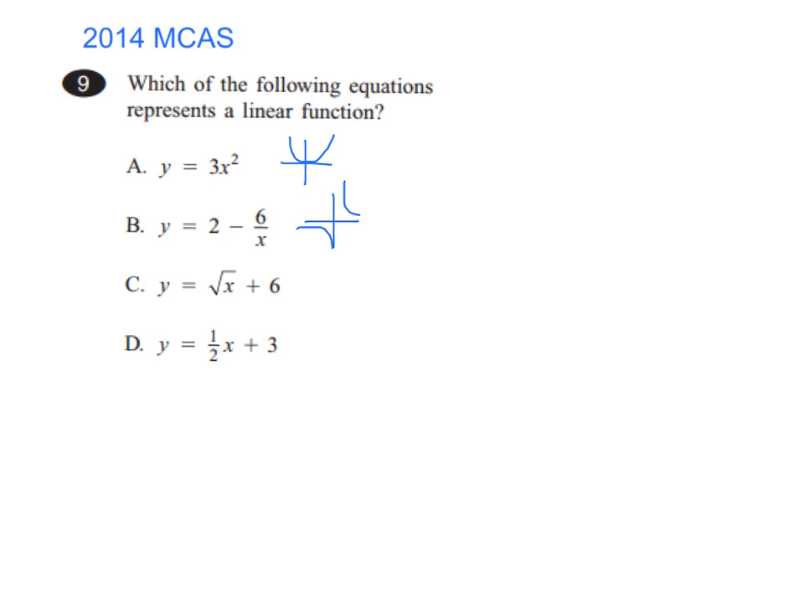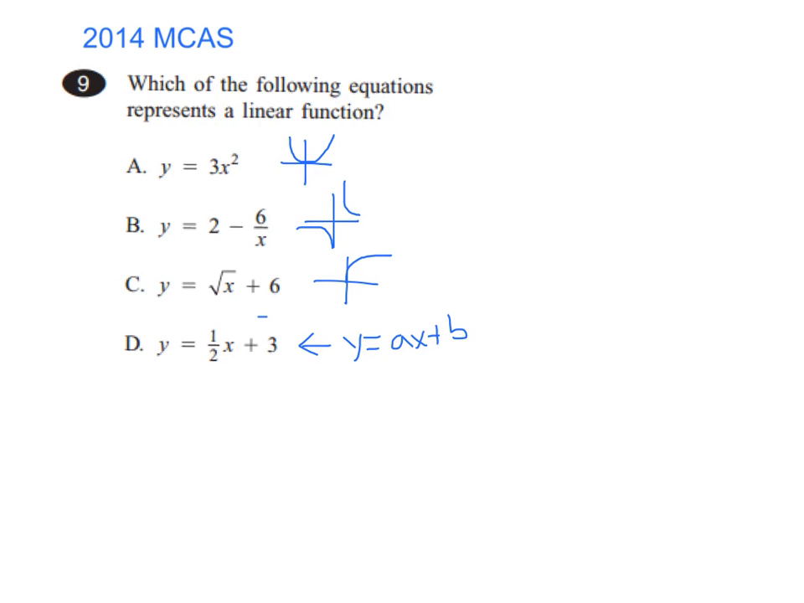That's a transformation of it. C, the basic function is square root of x, and then it's translated 6 up. And then D, the basic function is y equals x, but this is also a linear function. We can recognize it looks like y equals ax plus b.